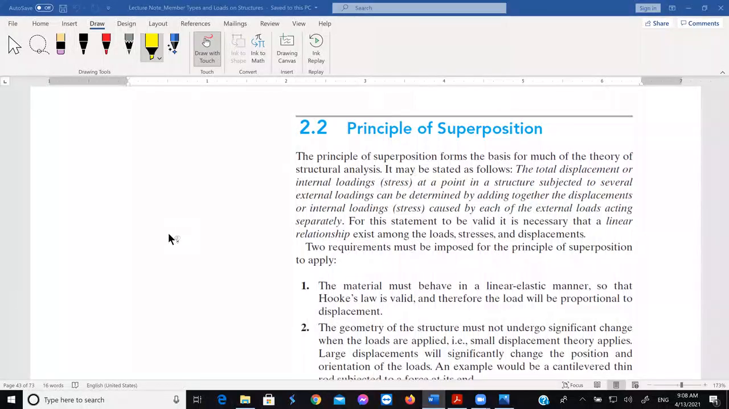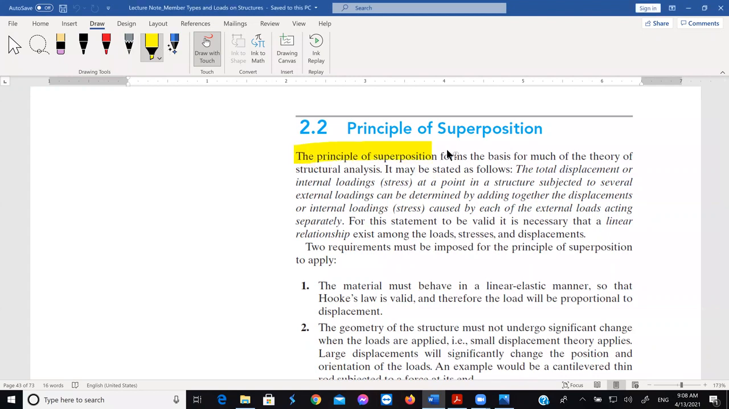Good morning. Today we will discuss the principle of superposition, and also we will use the equilibrium equations to determine the structural reactions, actually the reactions of external forces on structures. So first we are going to discuss the principle of superposition. It's an important principle which we usually use for structural analysis, and we will see when and how we can use this principle. So let's read from here.